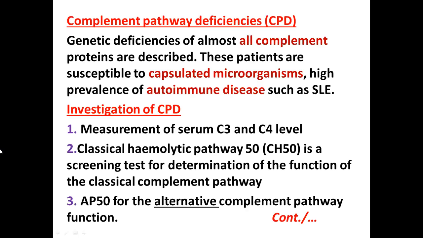Complement deficiency. I said every item of the immune system may suffer from immune deficiency. Complement deficiency is a genetic deficiency; deficiencies of all complement proteins are described. Not all of them come at once, it may be one item or more than one item.